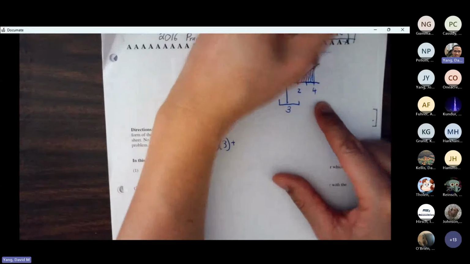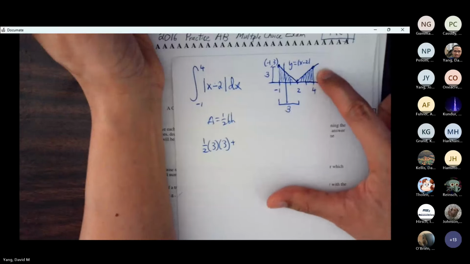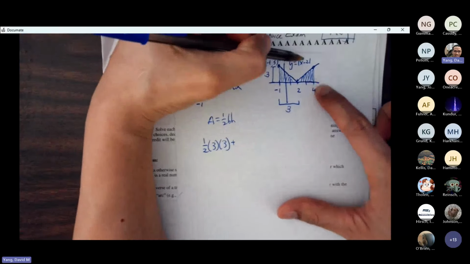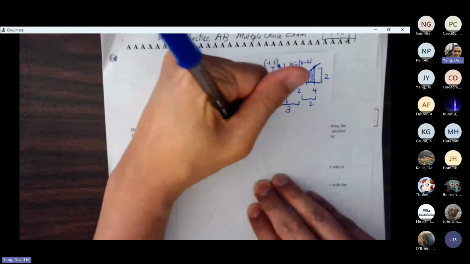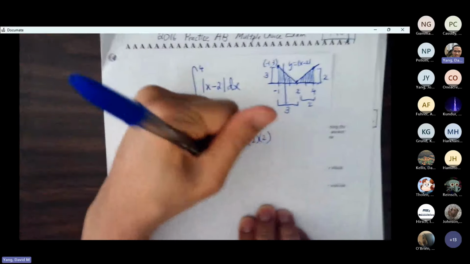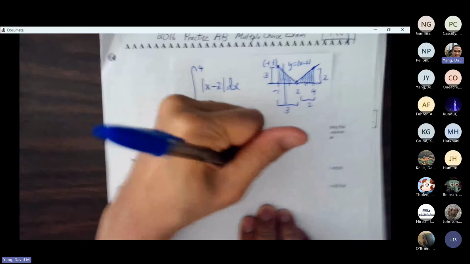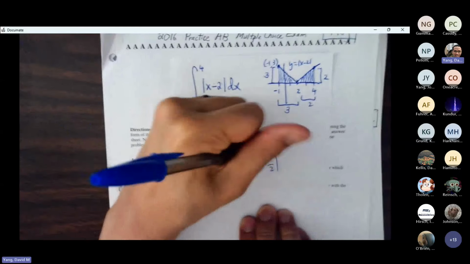Second triangle, if I plug 4 into the function, 4 minus 2 is 2. So that gives me a height of 2, a width of 2. So 1/2 base times height. So 9/2 plus 4/2 equals 13/2.